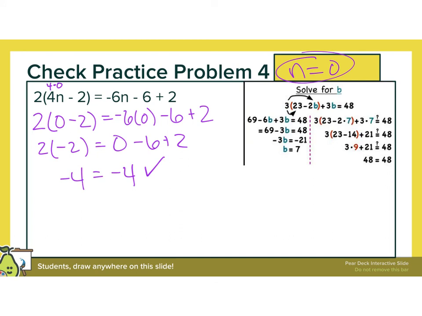One more practice problem, then it's time for the exit ticket. But just a reminder, for the exit ticket, for the first problem, it's going to ask you what was the first step. For the second problem, it's going to ask you for the answer. Just type 0. For the third question, it's going to ask you, when you checked it, what number did you get on both sides? Just put -4. All right, so you don't mess up and lose points.